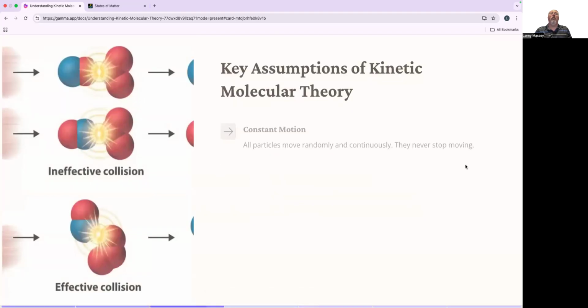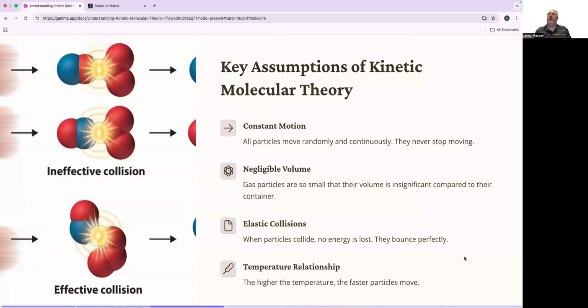All right, with that said, we have some key takeaways from kinetic molecular theory. There are some rules we have to think about, some parameters we have to pay attention to in order to make what we're saying true. I suggest pausing the video and writing these down for notes.